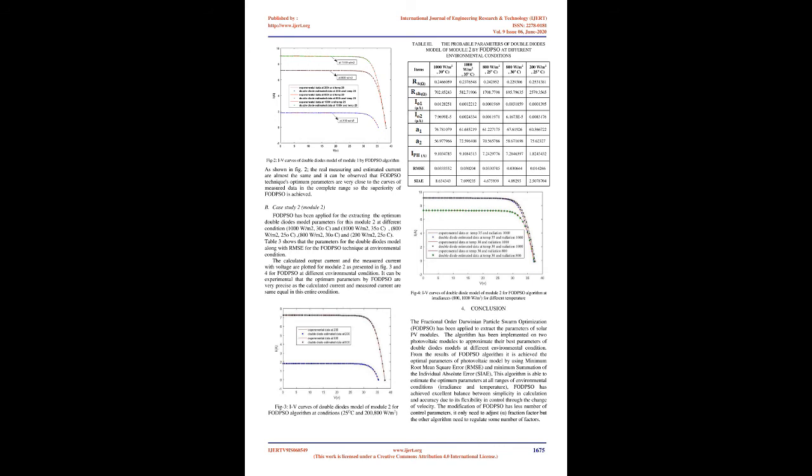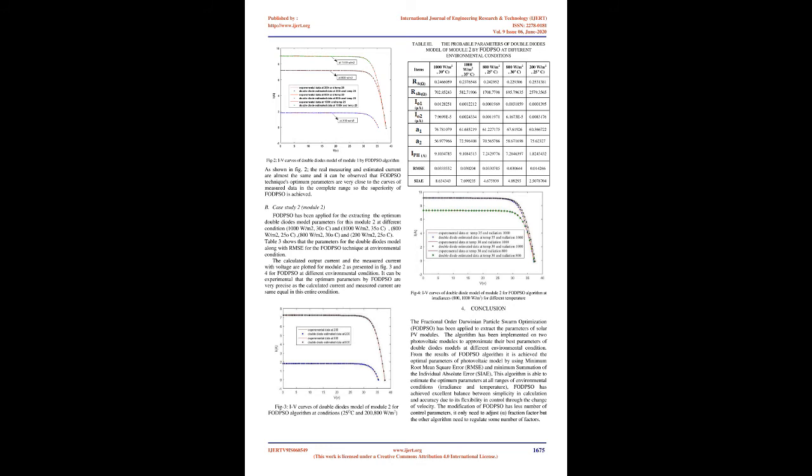FODPSO and PSO are used to predict the best double diodes model parameters under different conditions: 200 W/m2, 25°C, 800 W/m2, 20°C, and 1000 W/m2, 25°C for Module 1. Table 2 shows the parameters for the double diodes model along with the root mean square error, RMSE, for FODPSO.